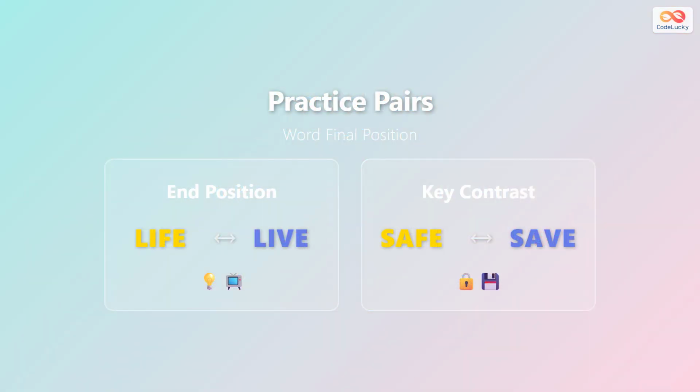The F and V sounds also appear at the end of words, and this is equally important to practice. Consider the words life and live. Life ends with the unvoiced F sound, while live ends with the voiced V sound. These are actually different parts of speech. Life is a noun, while live can be a verb. Another important pair is safe and save. Safe ends with the unvoiced F, while save ends with the voiced V. Practicing word final position helps you master these sounds in all word positions.